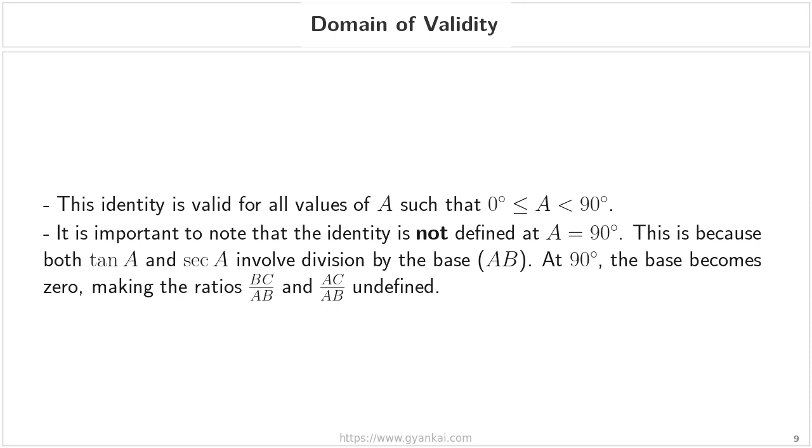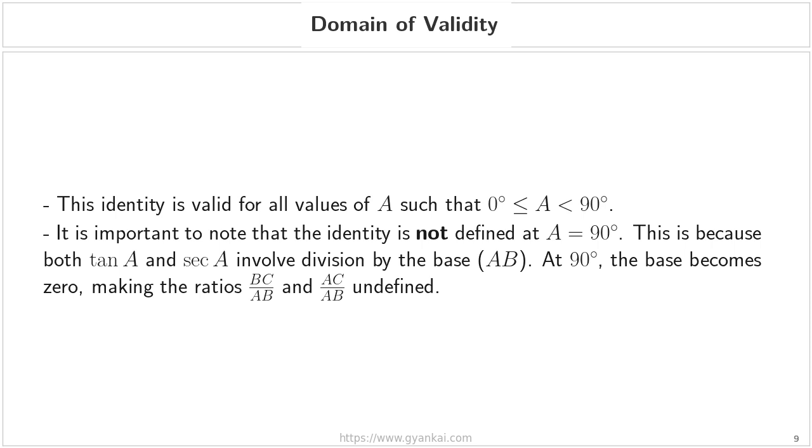Remember, both tangent A and secant A are ratios that involve dividing by the length of the base, ob. If the angle A reaches 90 degrees, the base, ob, effectively shrinks to 0. As you know, division by 0 is undefined in mathematics. Therefore, the ratios BC over ob and AC over ob become undefined, which means our identity cannot be applied at that specific point.